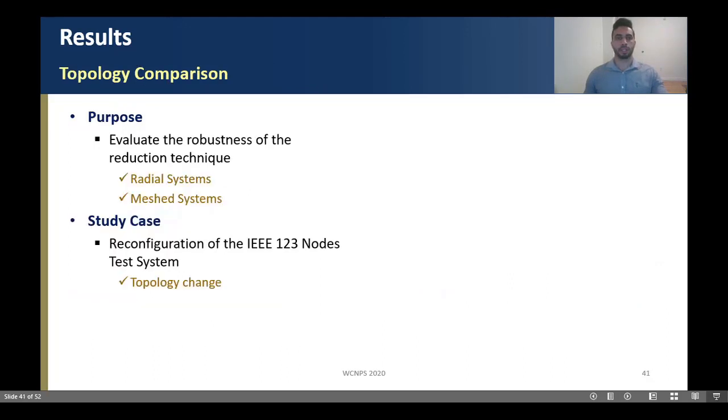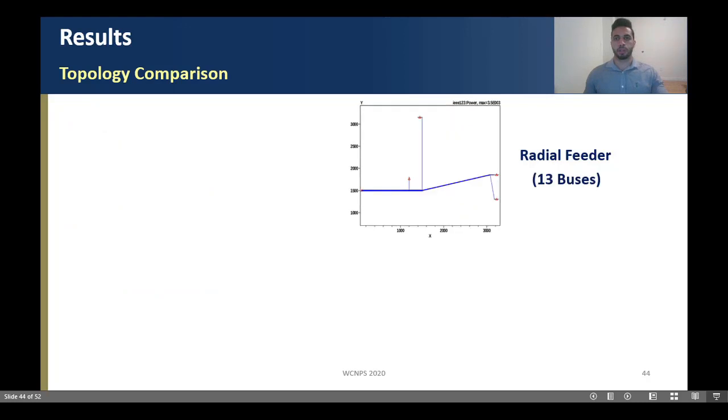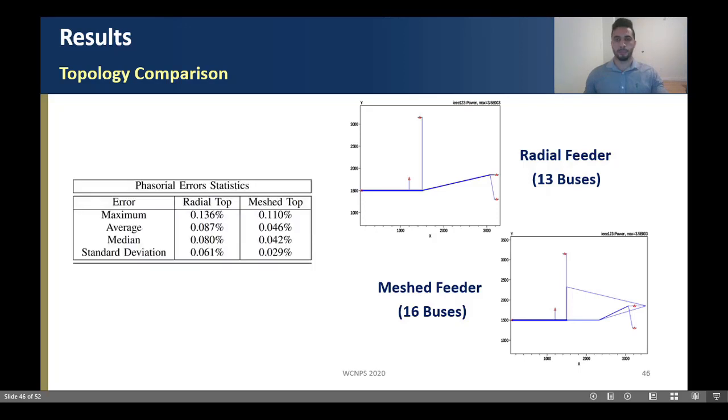For our second study case, we evaluated the robustness of the reduction technique for different topologies. Here we have a radial feeder, and by closing some normally open switches, we can achieve a meshed feeder. Here we have the equivalent radial feeder with 13 buses, and here we have the equivalent meshed feeder with 16 buses. And here we have the results. We can see a slightly higher difference for the radial topology, which can be explained by the higher reduction capability of the system in comparison to a meshed system.